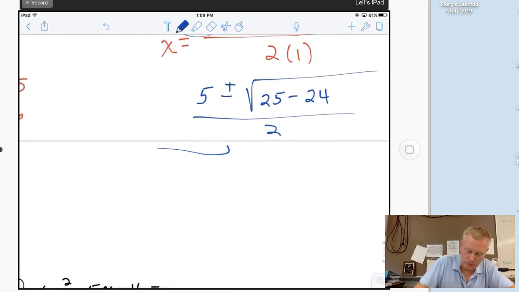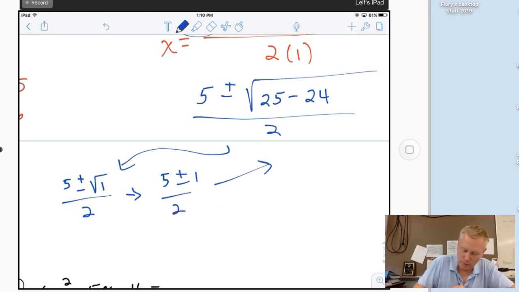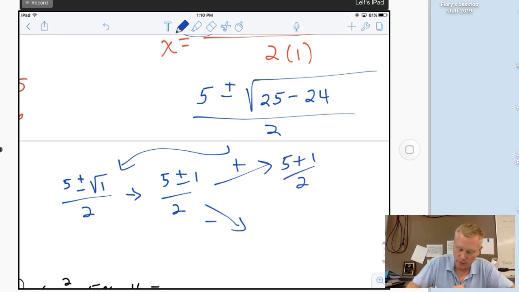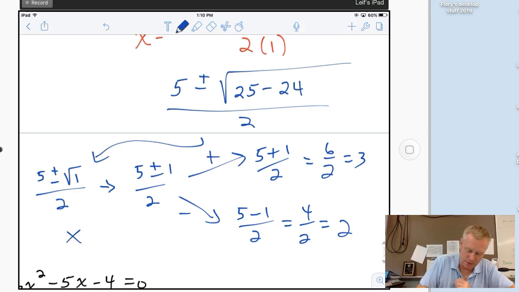Next, I can go 5 plus or minus the square root of 1 over 2. And the square root of 1 is 1. 5 plus or minus 1 over 2. And now I'm going to break up the plus and the minus. So I can go 5 plus 1 over 2. Down here I got 5 minus 1 over 2. 5 plus 1 is 6 over 2, which is 3. 5 minus 1 is 4 over 2, which is 2. So those are my two answers. X equals 3 and 2.